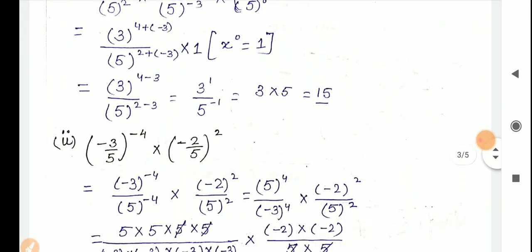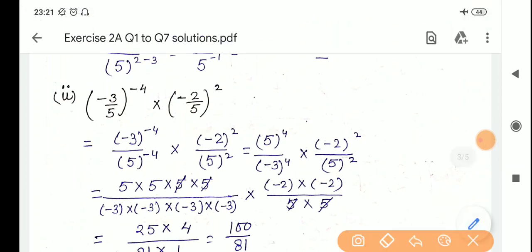Now coming to the next part of the question, that is (-3/5)^(-4) multiplied by (-2/5)^2. Now here, it is not given in that way that we can just do the powers; we can change the bases or we can make the bases same.